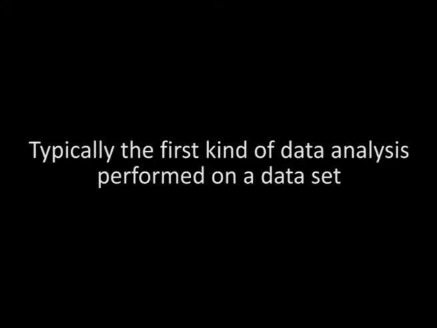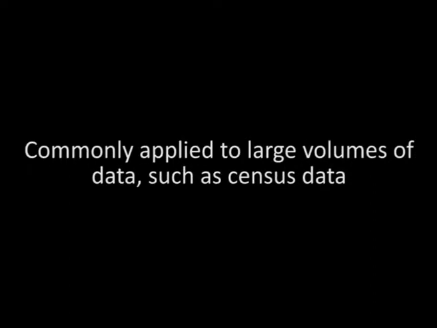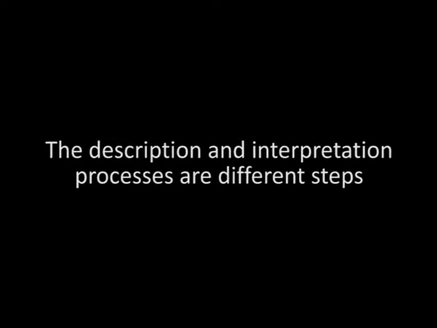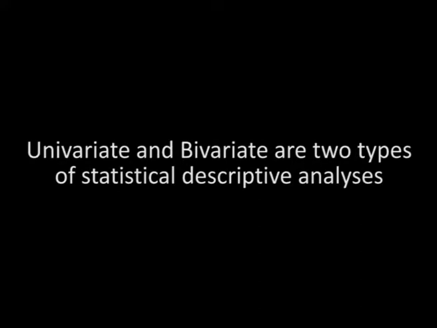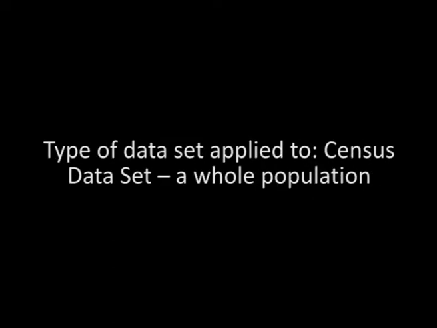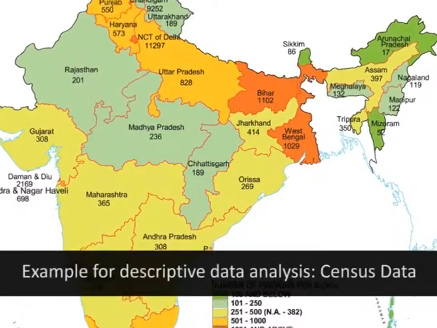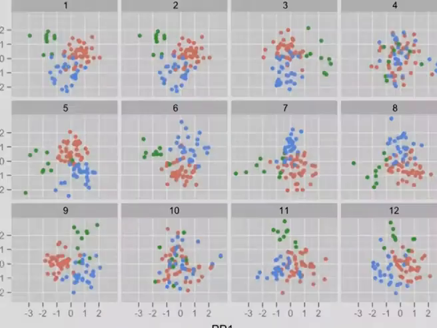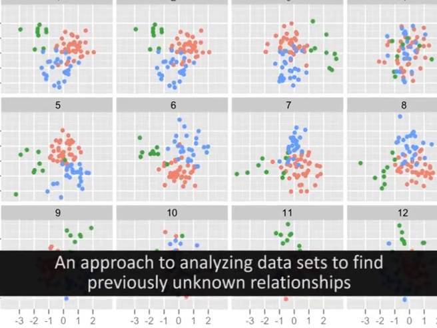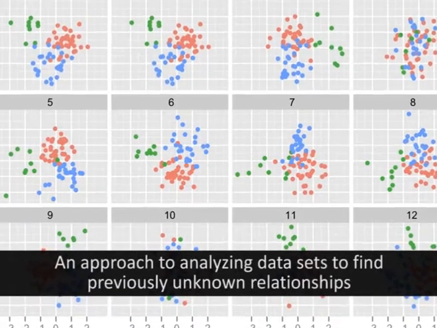Typically, the first kind of data analysis performed on a data set, commonly applied to large volumes of data such as census data. The description and interpretation processes are different steps. Univariate and bivariate are two types of statistical descriptive analysis. Type of data set applied to: census data set, a whole population. Example, census data.